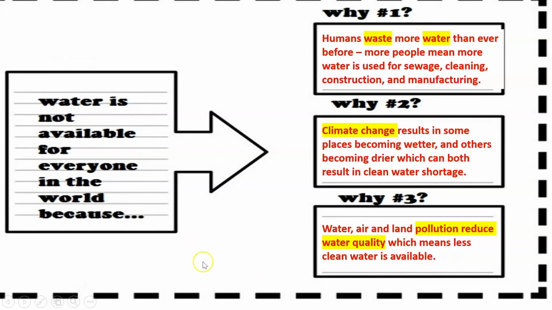So why do many people in the world not have access to clean water? Because in some countries we waste water. Climate change means that we don't have access to as much clean water. And pollution reduces water quality, which means we have less access to clean water.